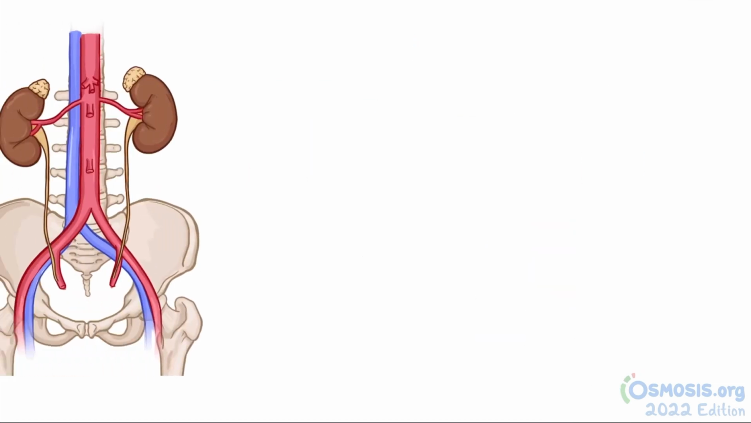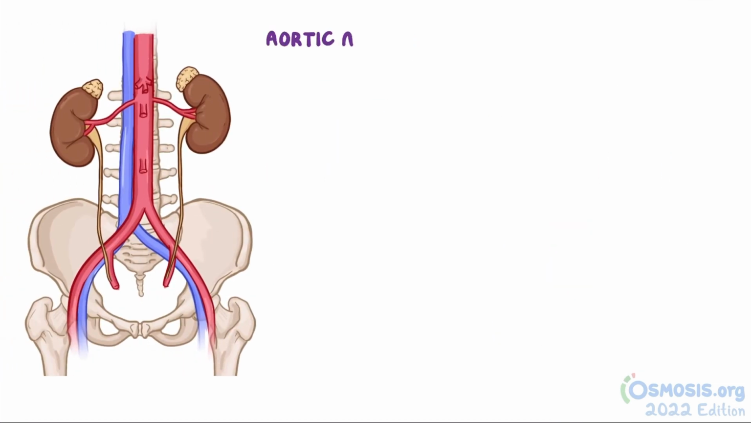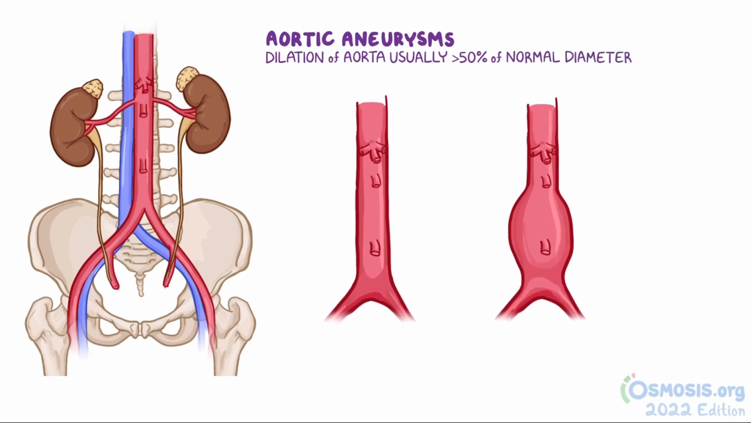Now, before we wrap up, let's look at abdominal aortic aneurysms, which is defined as a pathological dilation of the aorta usually greater than 50% of the normal aortic diameter. Typically, the normal infrarenal aortic diameter is 2.0 centimeters, and an aneurysm is considered anything larger than 3.0 centimeters, where a large aneurysm is defined as over 5.5 centimeters in diameter.